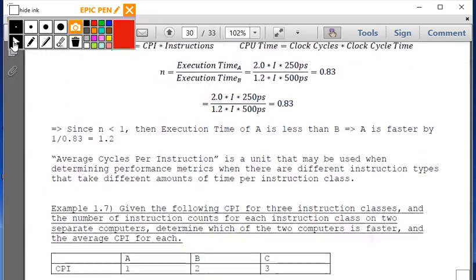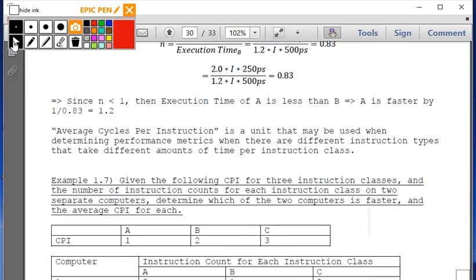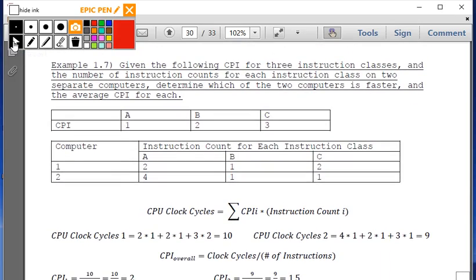So we had this magic number 2.0 and 1.2. Example 1.7 is an example of how we came up with these numbers. We have 3 instruction classes. The CPI for instruction A is 1. The CPI for instruction B is 2. The CPI for instruction C is 3. So for each of these 3 instruction classes, we have the instruction counts.